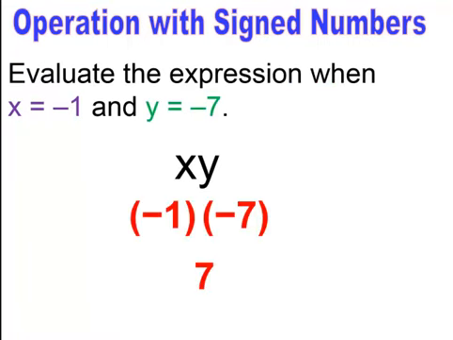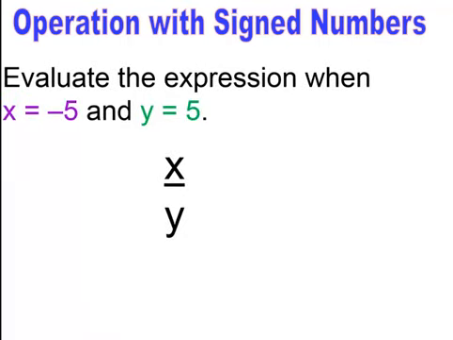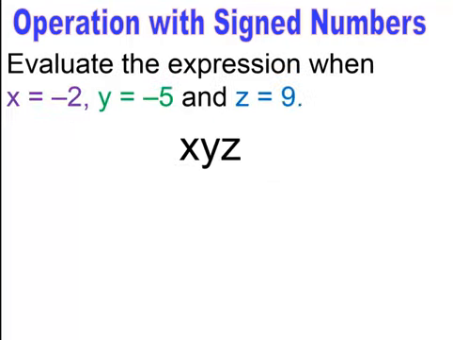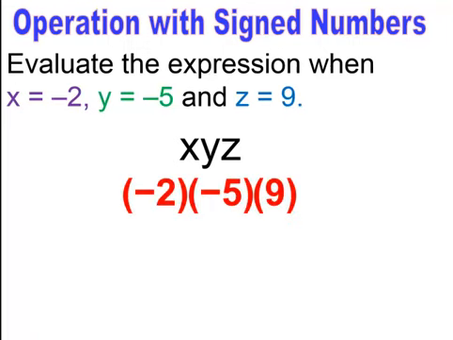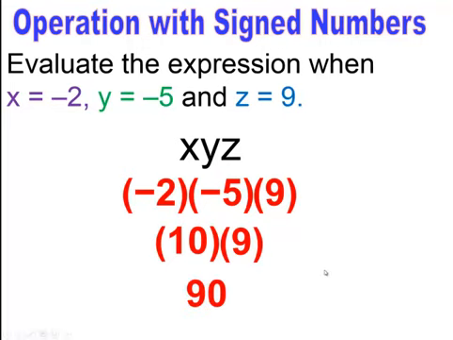So you see here, you end up with negative 1 times a negative 7. Negative times a negative will end up being a positive. Pause and try. So you have a negative 5 being divided by 5. So you end up with a negative 1 as your solution. Pause and try. So this is a multi-step one where you need to multiply the first two together first. So a negative 2 times a negative 5 is going to be positive 10. And then you multiply that by the last. So you end up with 90 as your answer.